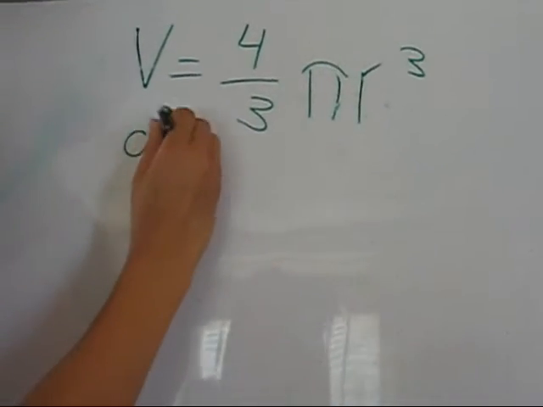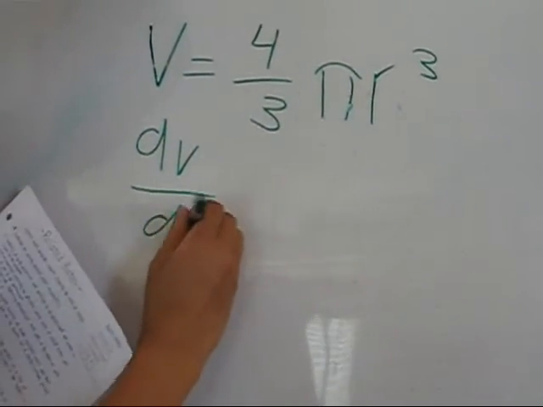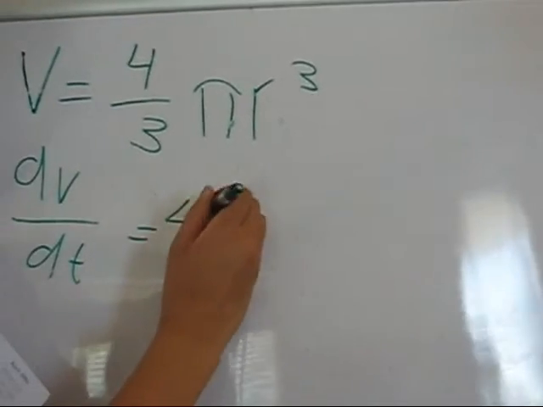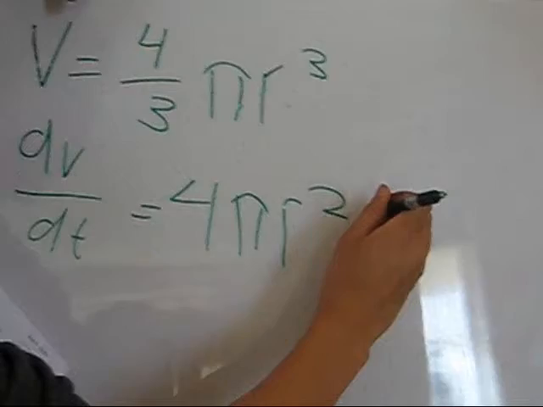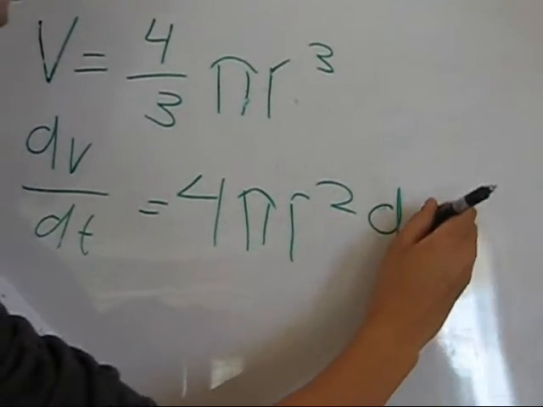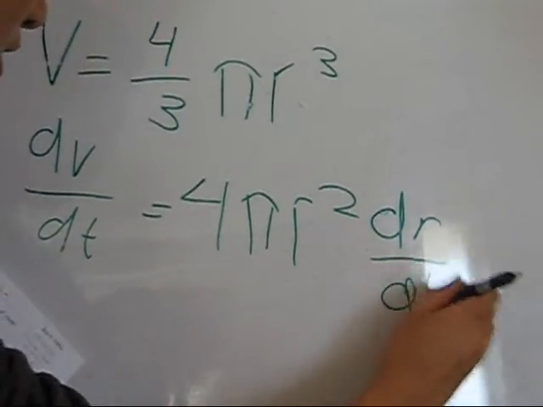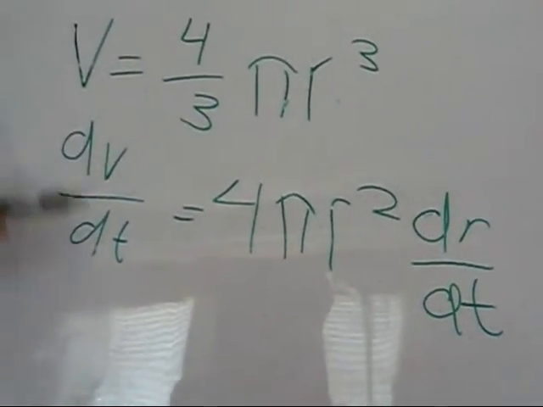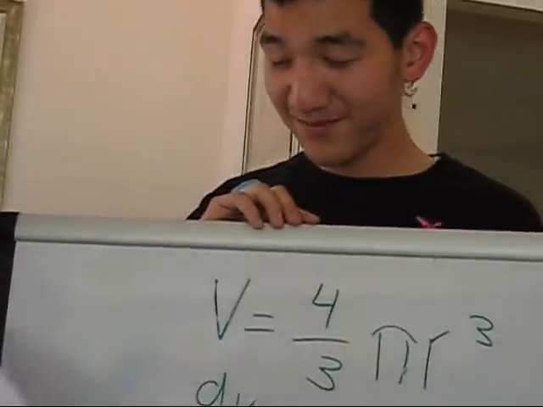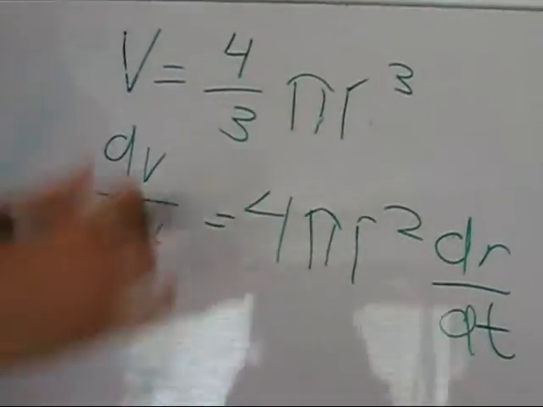So that would equal dV over dt is equal to 4 pi r squared dr over dt. Kevin, why do you use the dt? Well, it's because we are differentiating this equation with respect to time. So all we have to do is plug in what we know.